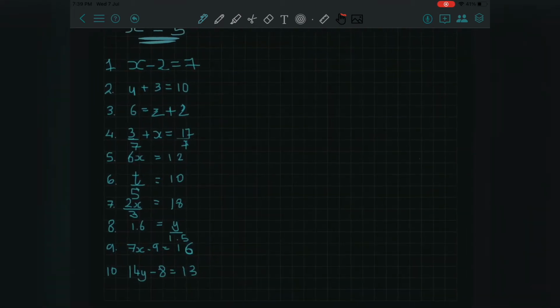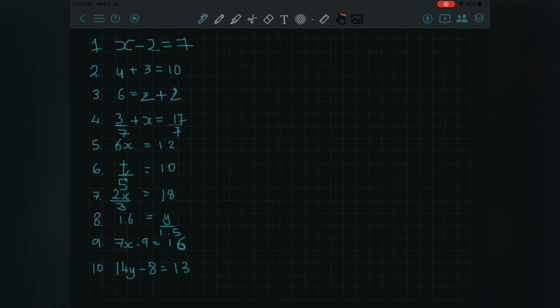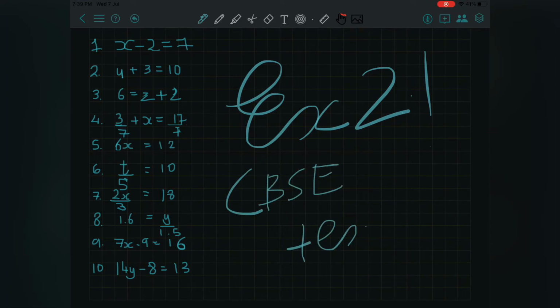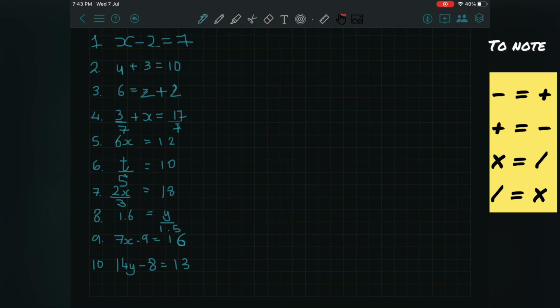Now let's move on to the other most interesting part of this video. We'll be solving all the equations of exercise 2.1 of the CBSE textbook. So we are moving on to our very first question. I just moved on to voiceover mode.